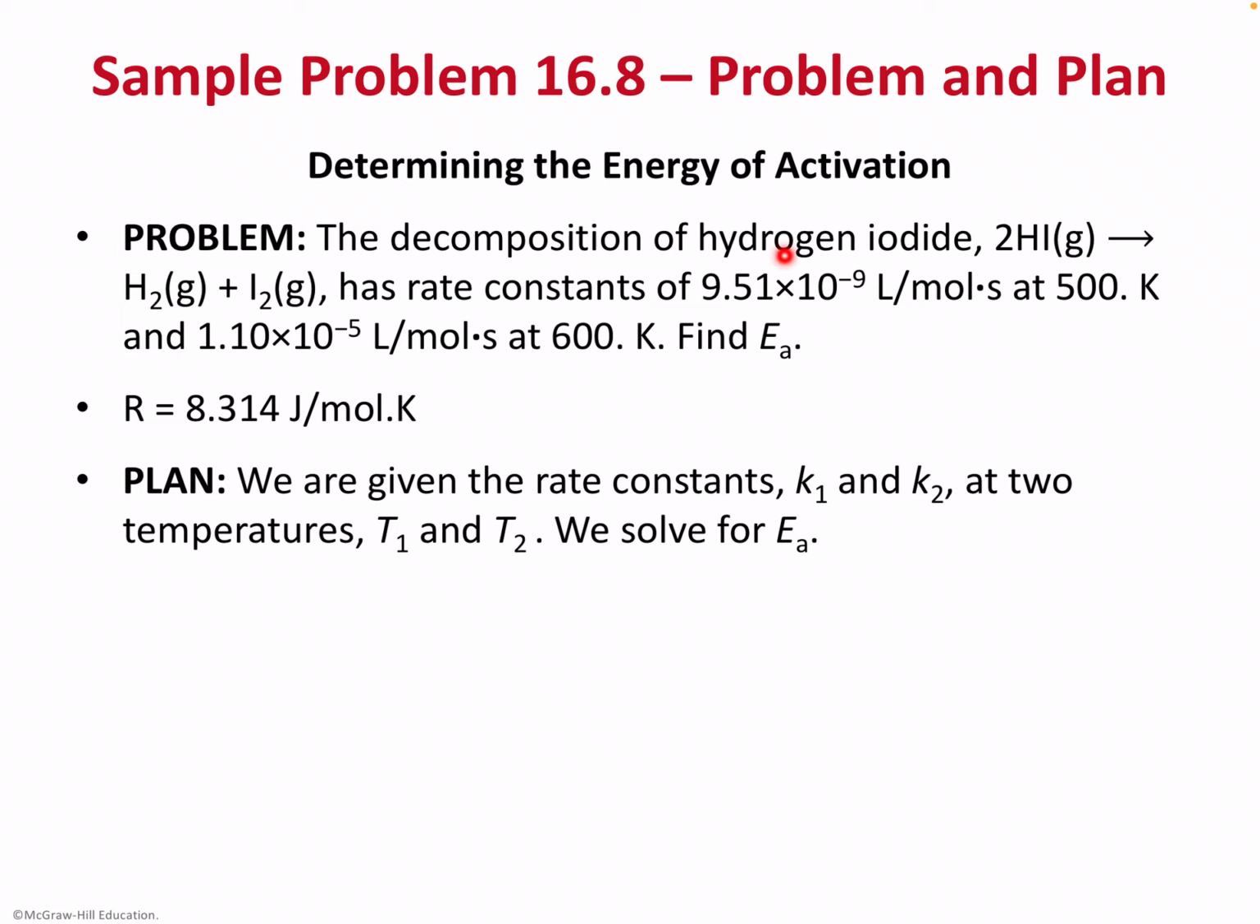The decomposition of hydrogen iodide, 2HI giving you hydrogen gas and iodine, has rate constant 9.51 times 10 to the negative 9 at 500 Kelvin, and 1.1 times 10 to the negative 5 at 600 Kelvin. We can find the activation energy, and R is given as 8.314. We are given the rate constants k1 and k2 at two different temperatures, so we can solve for Ea.